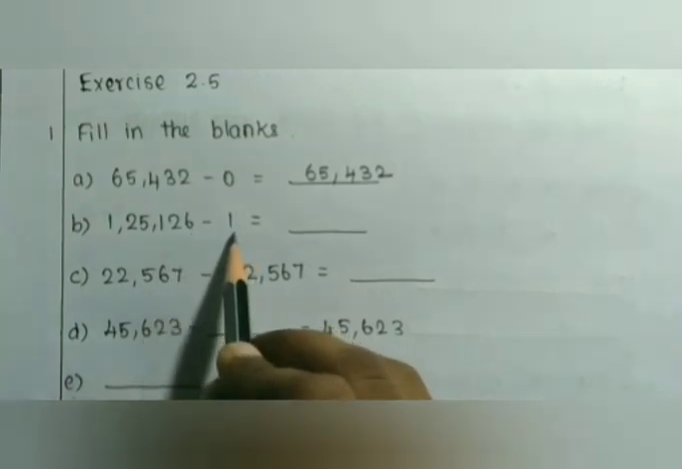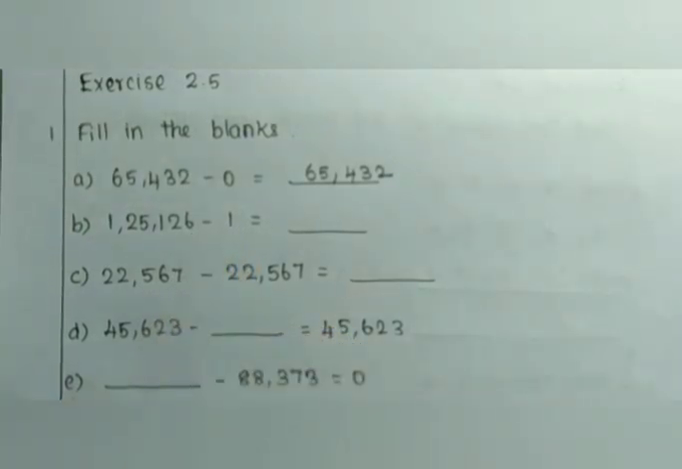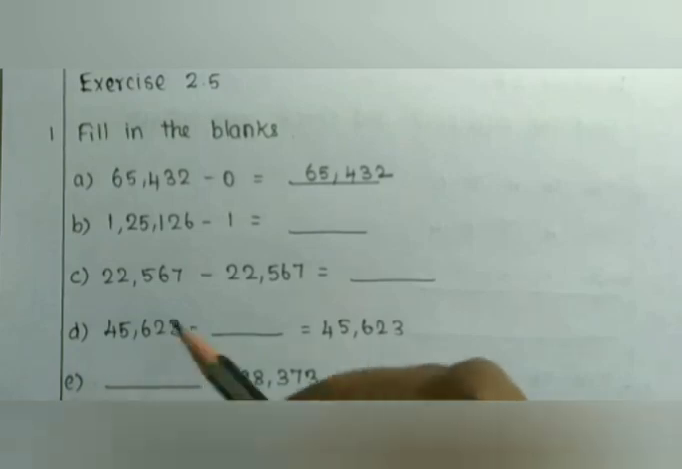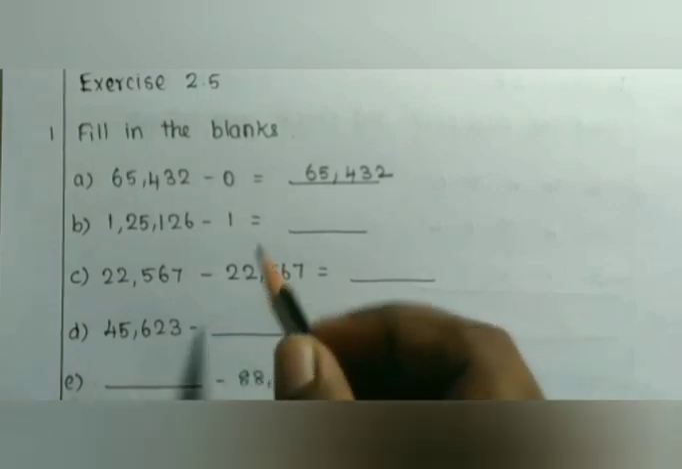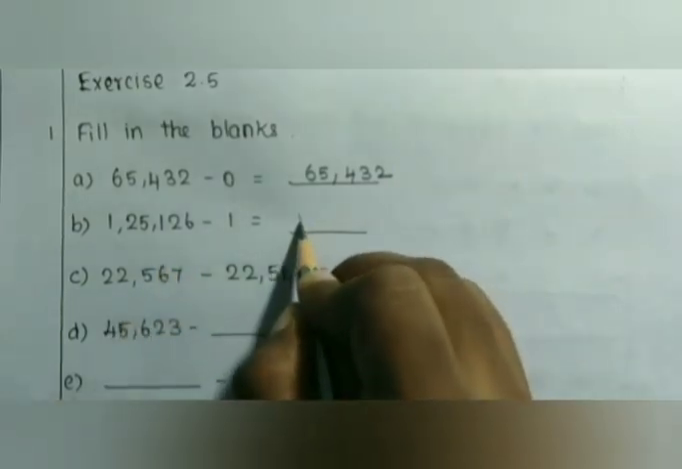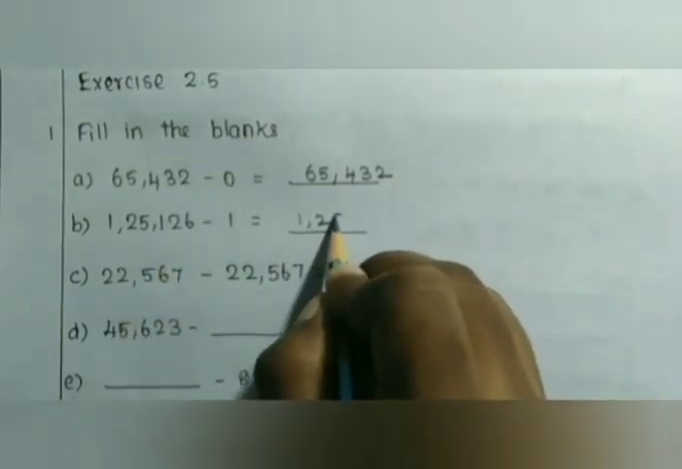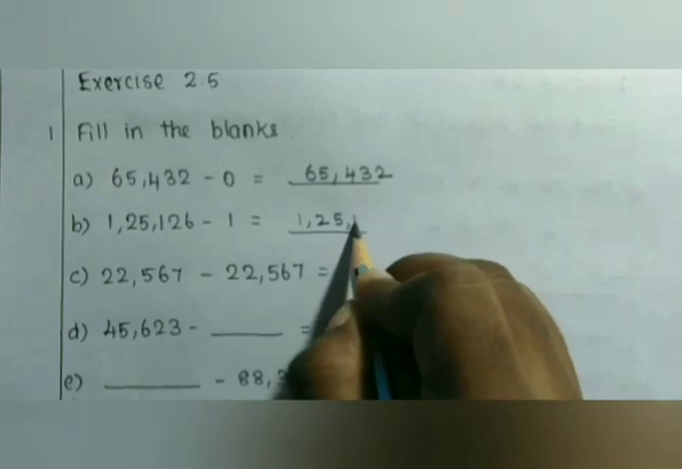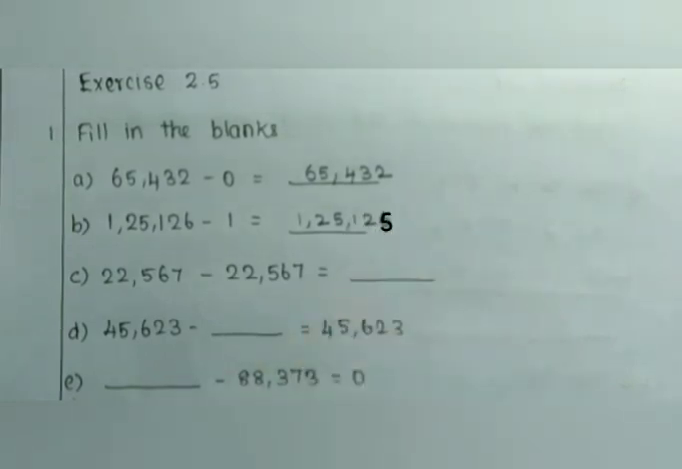1,25,126 minus 1. So property of 1, when you subtract 1 from any number, then you will get the predecessor of that number. So the predecessor of this number is 1,25,125.